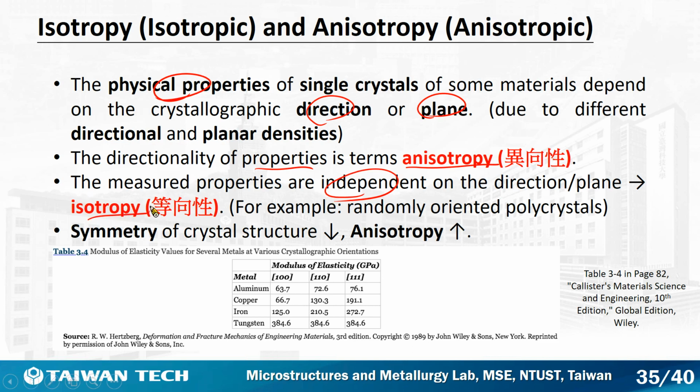Okay, so if our material has very good symmetry, then it will show isotropic behavior. But if the symmetry of crystals is lower, it will show higher anisotropy. This is just an example to tell you that, for example, different metals with different directions. I think this should be planes. It will be more correct. For different planes, it shows different mechanical responses in its mechanical property.